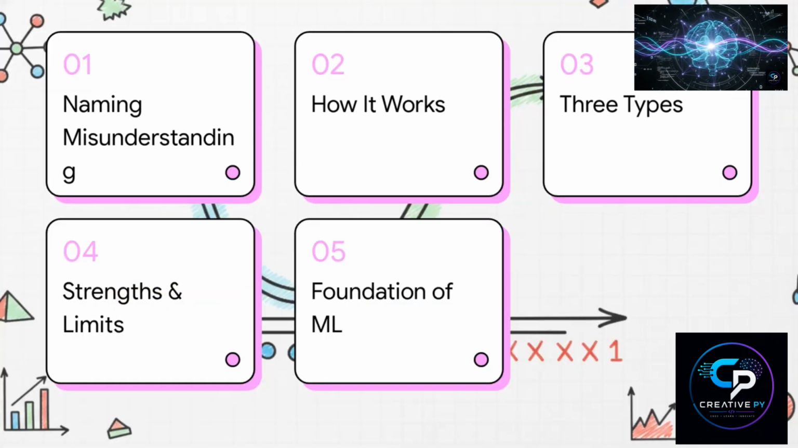So here is our roadmap for today. We'll start with the naming misunderstanding. Then we'll look at how the algorithm works. After that, we'll cover the 3 types of classification, jump into strengths, limitations, and evaluation, and finally look at why this is the foundation of ML.